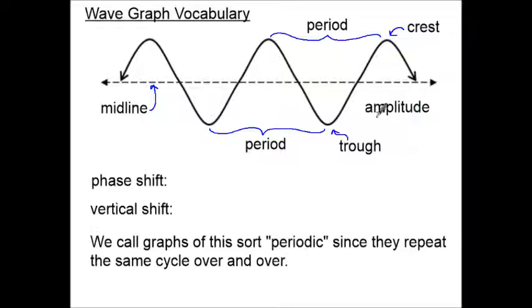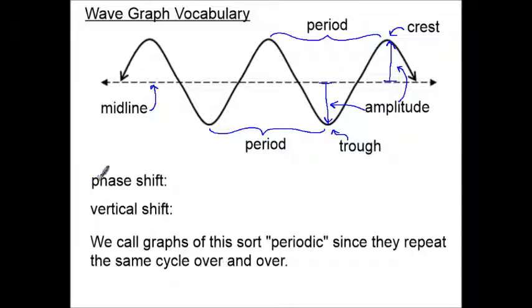The last word over here is amplitude. The amplitude is the distance from the midline down to the bottom of the trough, or from the midline up to the top of a crest. Those are distances, so we're going to call them positive every time. Amplitude is measured either there or there, and just like period, no matter where you measure it, it should be the same answer.